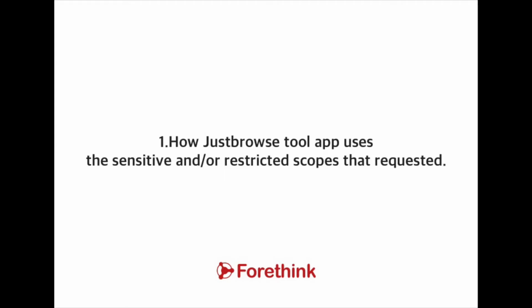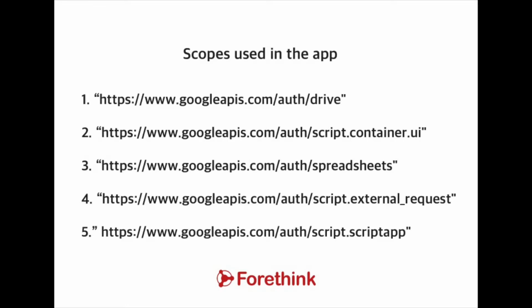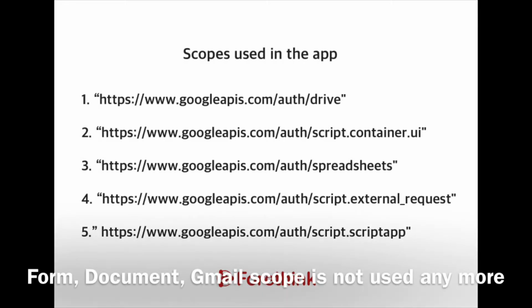How does the JustBrowse Tool app use sensitive or restricted scopes that were requested? Currently, the scopes used in this app are auth/drive, auth/script.container.ui, auth/spreadsheets, auth/script.external_request, and auth/script.scriptapp. The app is not using forms, documents, and Gmail anymore.